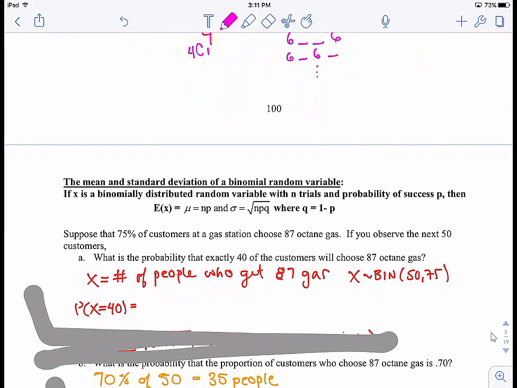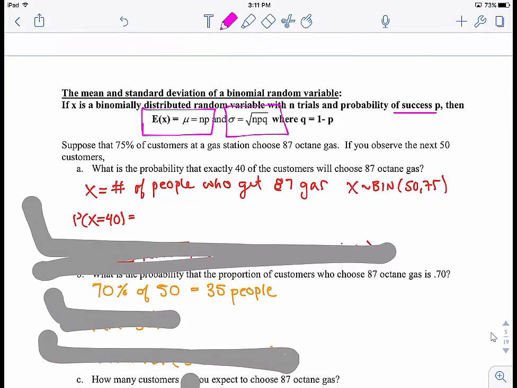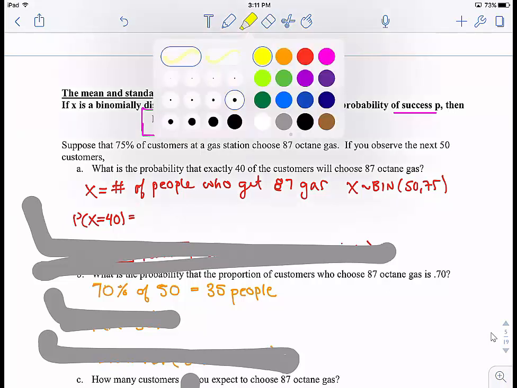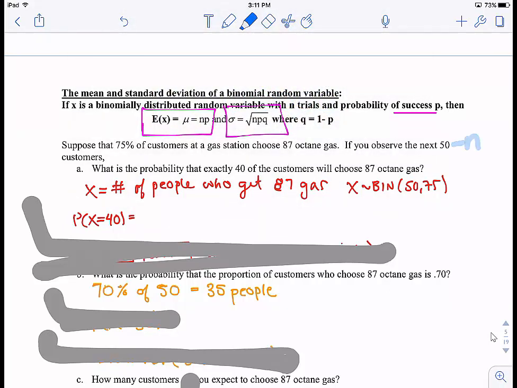Let's go to the next part. So speaking of the binomial distribution, it has an expected value of n times p and a standard deviation of the square root of npq, where n is the number of items, p is the chance of success, and then again, q is the chance of failure. And let's look at this example. Suppose that 75% of customers at a gas station choose 87 octane gas. If you observe 50 customers, so n is 50, what is the probability exactly 40, that's your x or how many you're choosing, will choose the 87 octane gas?